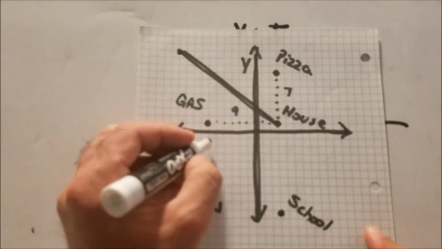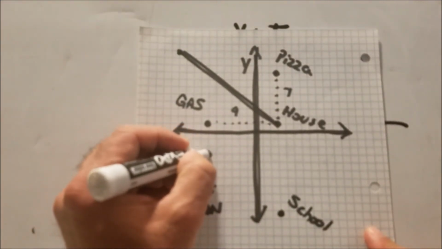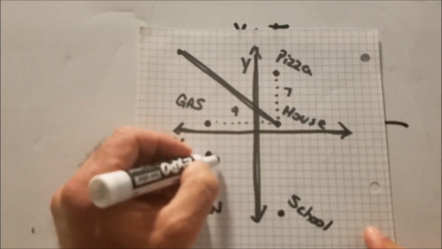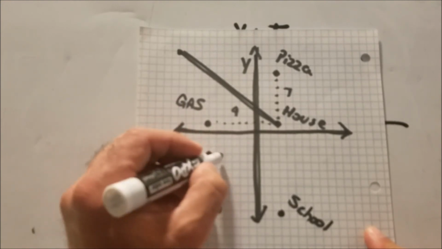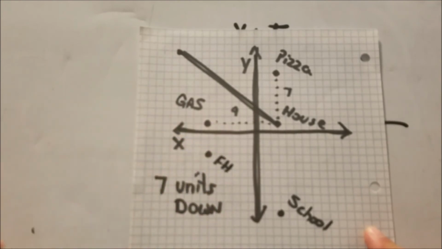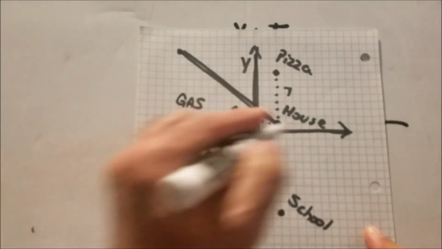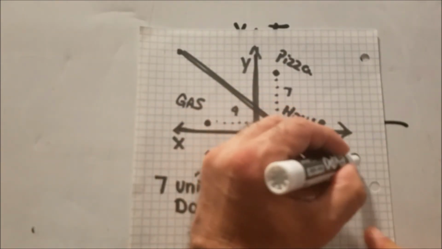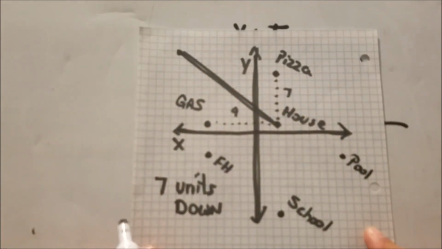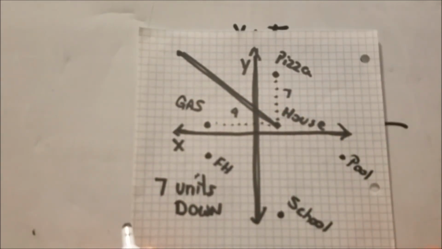So here's a question. Let's say right here, we have your friend's house, another house. Let's say you just put FH for your friend's house. And then over here we have the pool, the community pool, wherever your community pool is. How far is the gas station to your friend's house? And then from your friend's house to the pool?